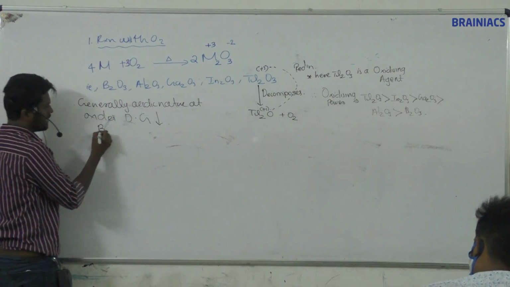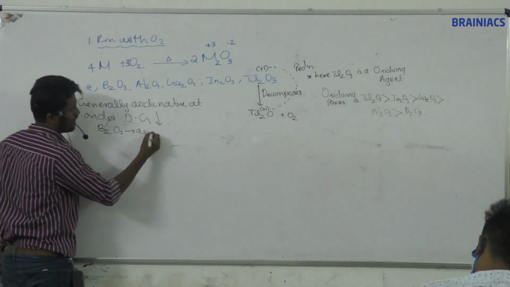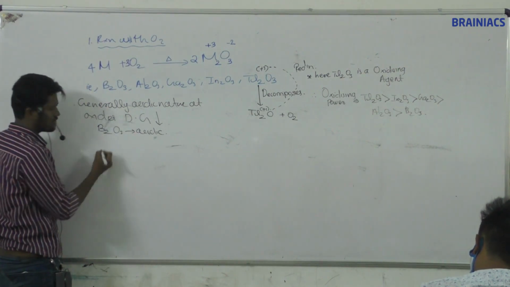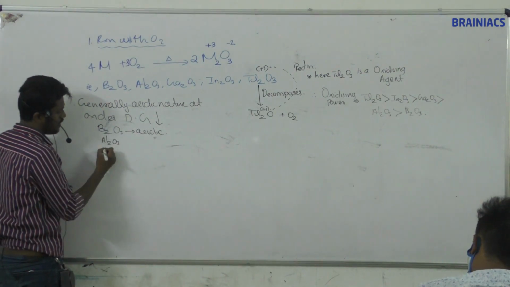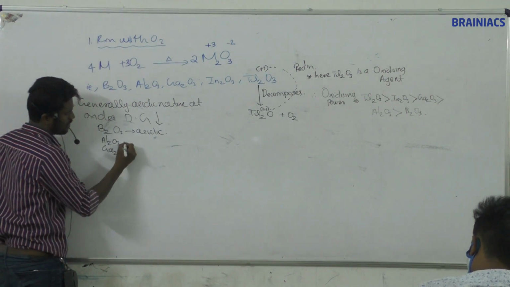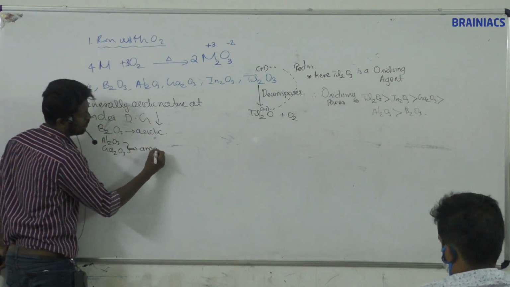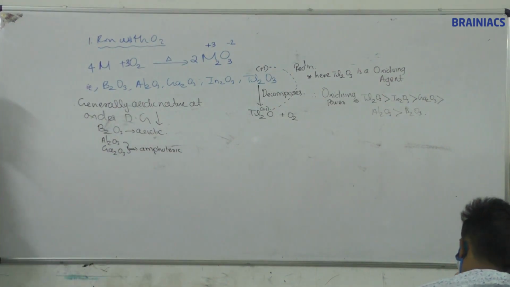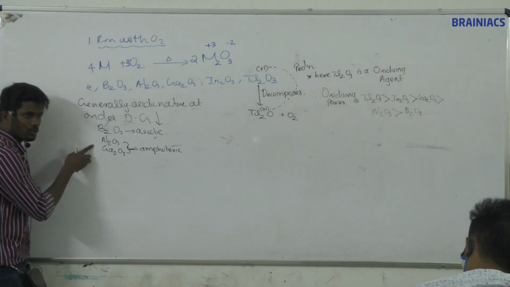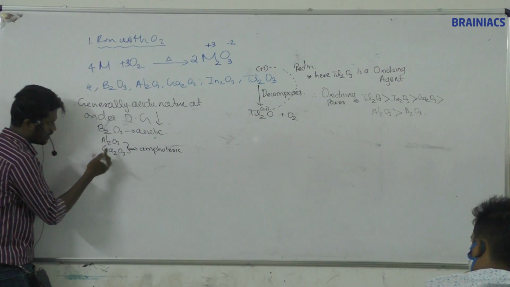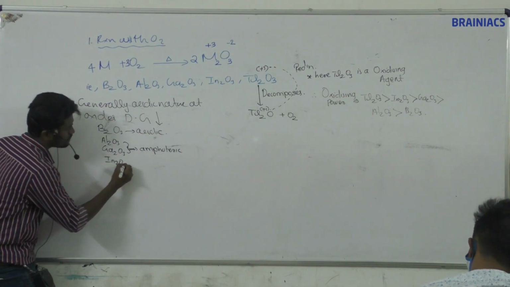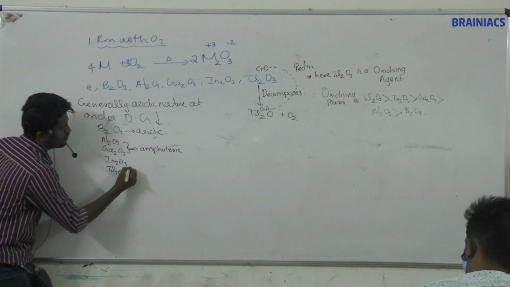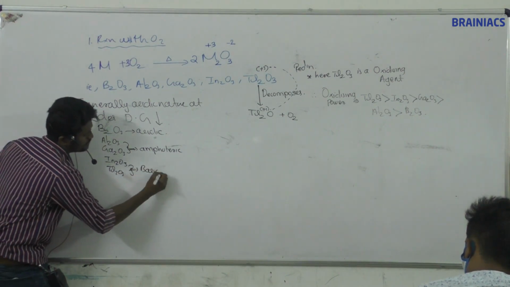So here B2O3 is acidic. Al2O3 and Ga2O3 are amphoteric. What is the diagonal relationship between beryllium and aluminum? Both oxides and hydroxides are amphoteric, so the oxide of aluminum and the hydroxide of aluminum are amphoteric. Next, In2O3 and Tl2O3 are basic.